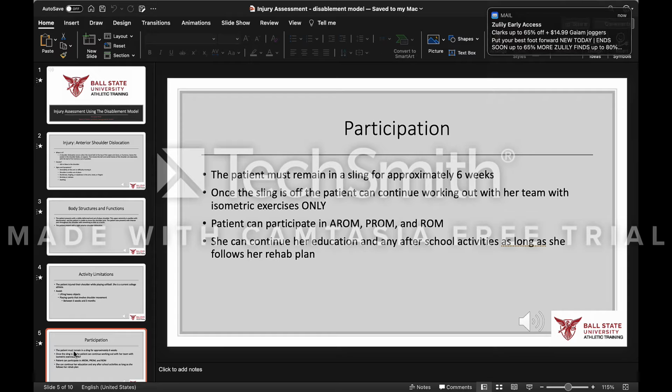Her participation level is fairly slim. She should remain in a sling for approximately 6 weeks. And then once the sling is off, she can continue working out with her team, but she should only be doing isometric exercises. The patient can participate in AROM, PROM, and ROM. And she can also continue her education and any after school activities as long as she follows her rehab plan.